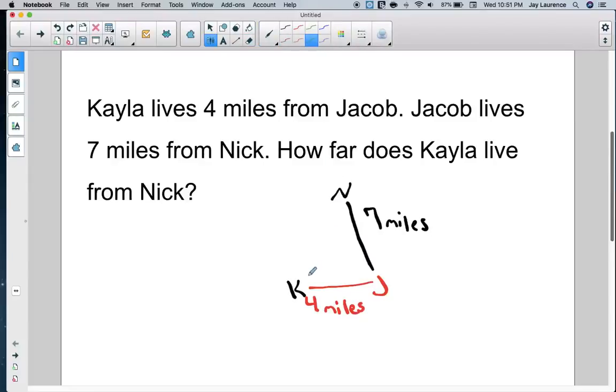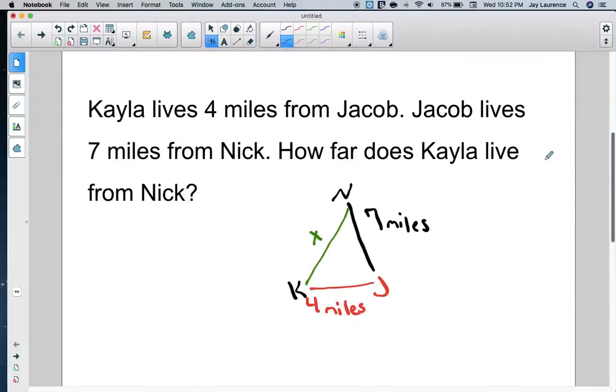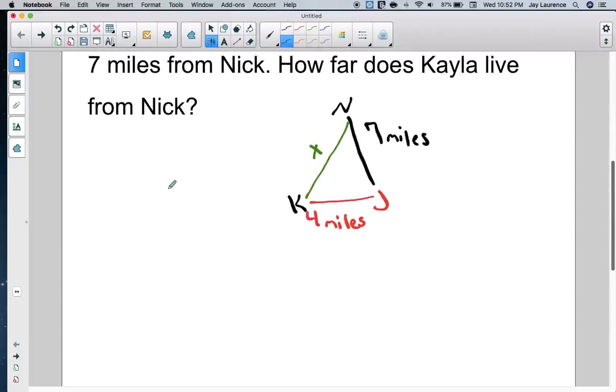Okay, the question is, we've got to find out how far Kayla is from Nick. Well, let me see here. Okay, there's my triangle, and I'm going to put a variable there because I don't know that distance. Now, I would like you to pause the video and write me 3 inequalities just like we did with A, B, and C. Okay, unpause the video when you're ready to see the 3 inequalities.